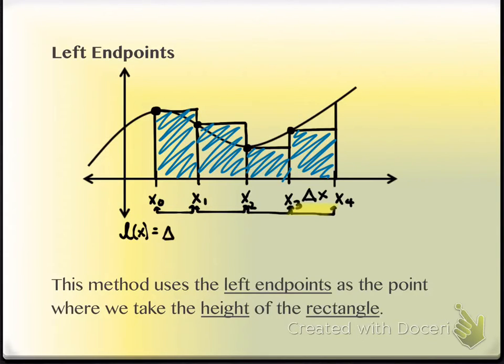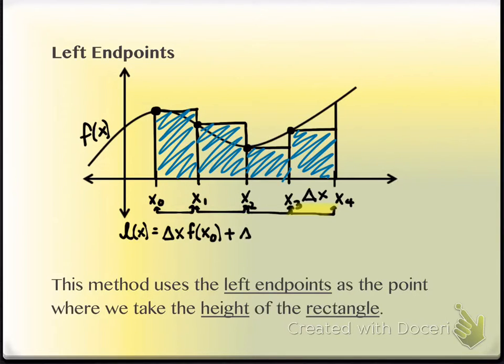So the first rectangle is delta x, that's the width, times the height. What is the height of this rectangle? Where was it determined? The left endpoint of this interval. Yeah, and I realize I don't have this labeled. This function is f of x. So this would be the height, which would be f of x0. So the height is the y value, right? f of x0. And the width is delta x. So that's rectangle number 1.